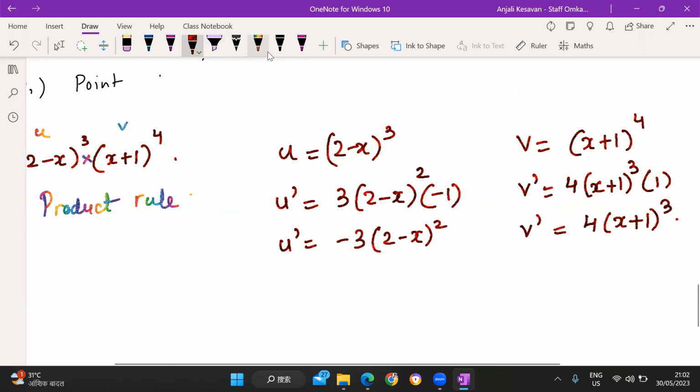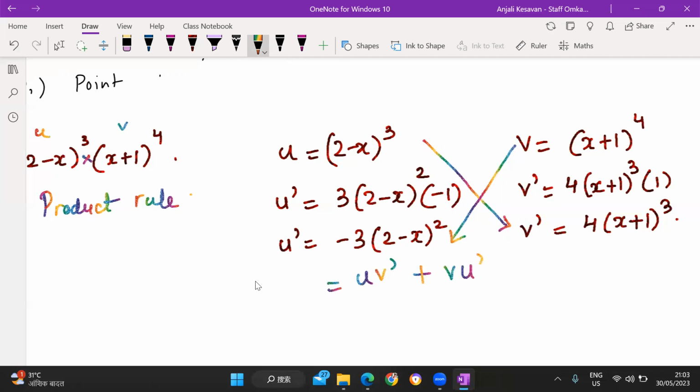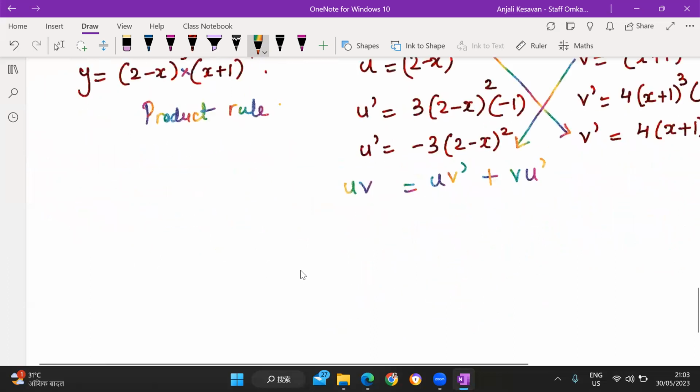What do we do after this? What is the uv rule of product? u times v prime plus v times u prime. That gives you the product rule. It's quite simple. Let's apply it.